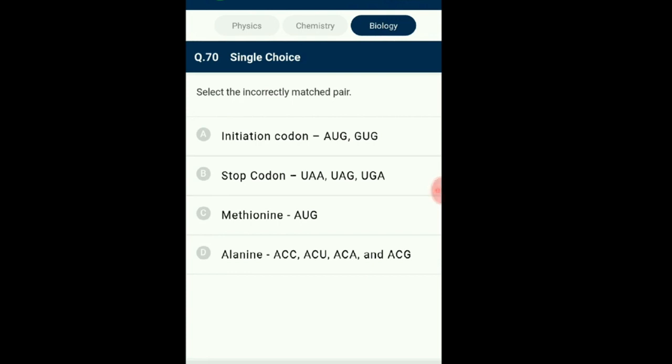Alanine is coded by GCC, GCU, GCA, and GCG. So the answer is option D, alanine, ACC, ACU, ACA, and ACG, that is incorrectly matched pair.